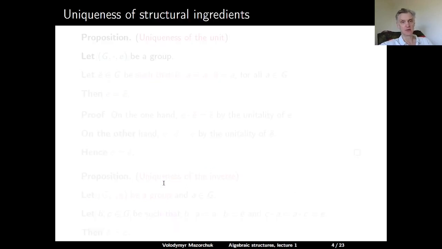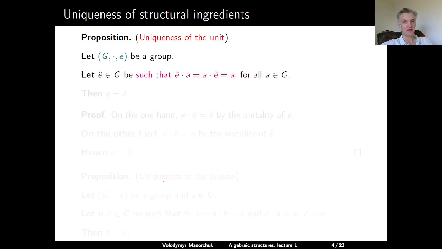Now let us talk about basic structural properties, and this will be addressing the uniqueness of the unit and of the inverse. Let us start with the uniqueness of the unit. Proposition: let G be a group. Let E tilde be an element in G, which has the properties that E tilde times any element A is equal to A, and A times E tilde is equal to A, for any element A in G.